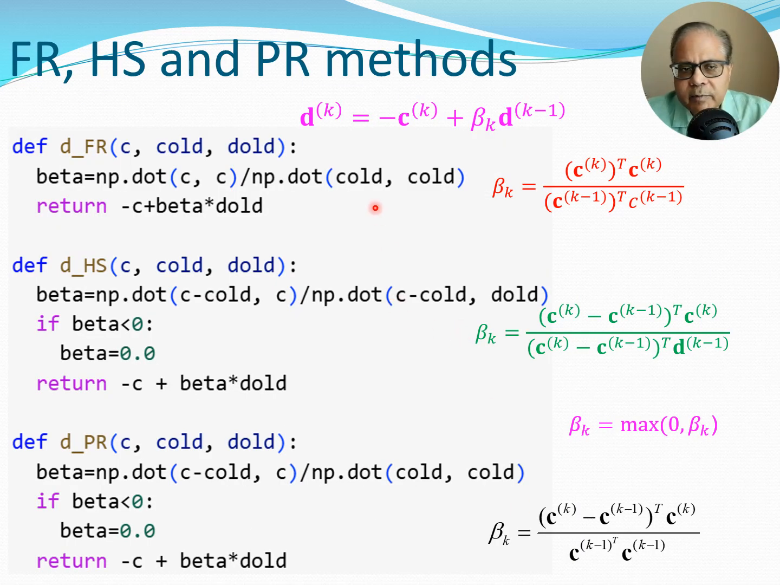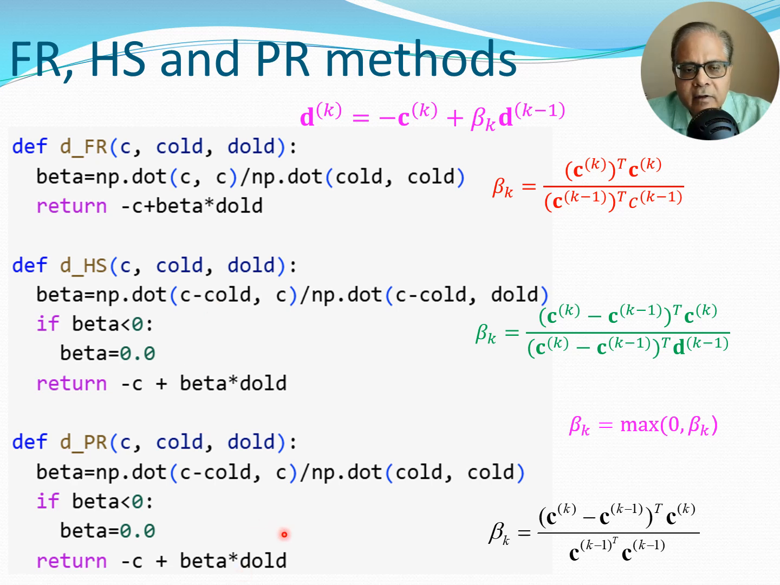Now for each of these methods, I define these small and simple functions. So each function essentially takes C, C old and D old, and it gives me this beta value, which is obtained from the formulas we have discussed previously. And then it returns negative C plus beta into D old, which is nothing but this formula in pink, which is common to all the conjugate gradient methods. So as far as Fletcher-Reeves is concerned, this is the simplest expression.